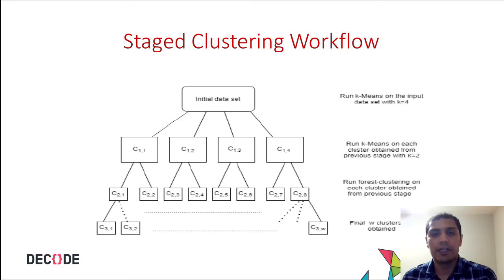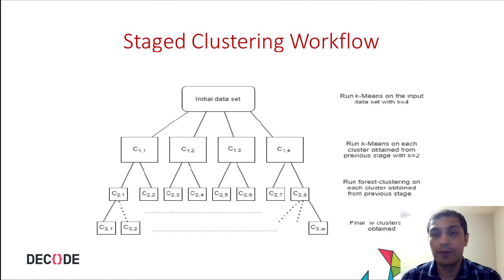We have in this diagram an initial data set. What we do is we run k-means on this input data set with, let's say, k equal to 4. What that means is at the end of this stage, you will have 4 clusters. I label them C11, C12, C13, and C14 in the diagram. So now you have these 4 coarse-level clusters.